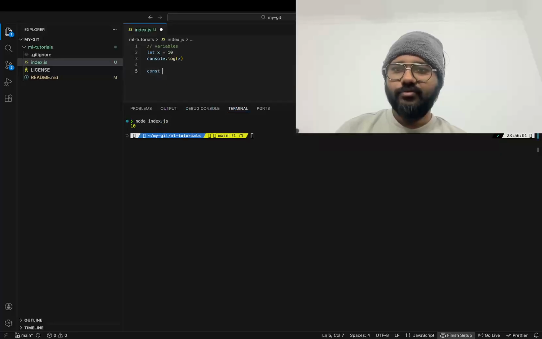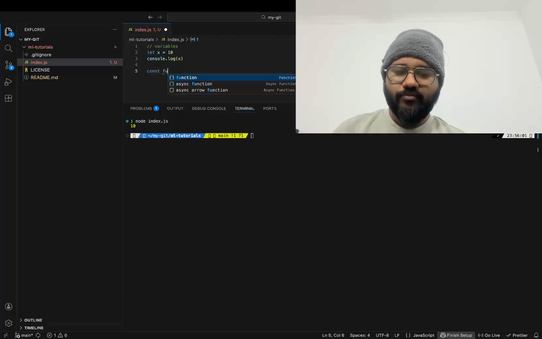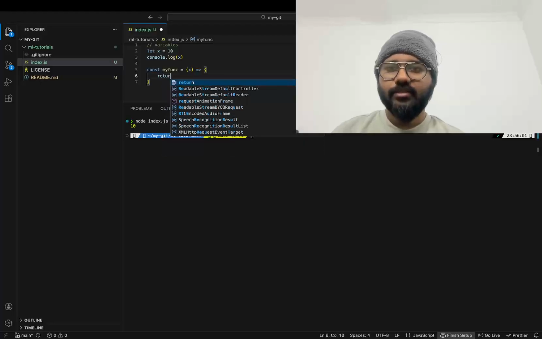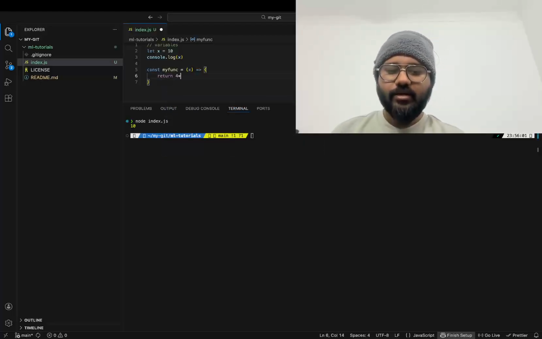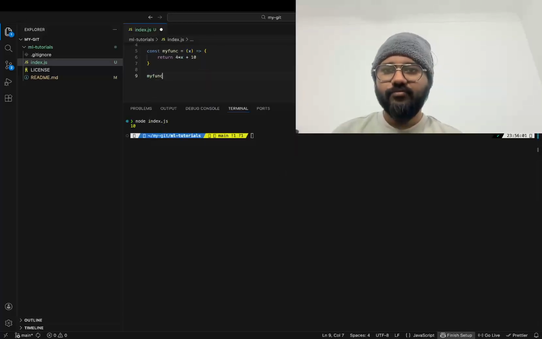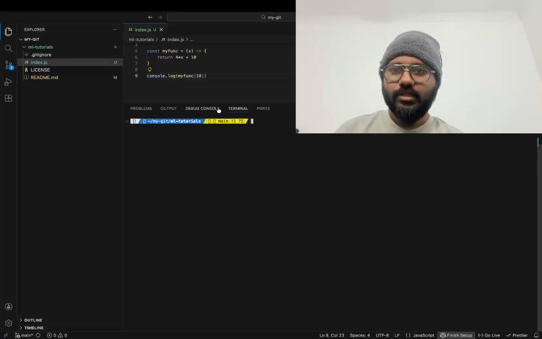And next we should know how to write a function. So we'll write const f, myFunction, and we'll define it something like this. It takes a variable x and it returns something like 4 into x plus 10. Okay, and then we will call myFunction of 10 and we will log it. Cool. So 10 into 4 is 40 plus 10 is 50.